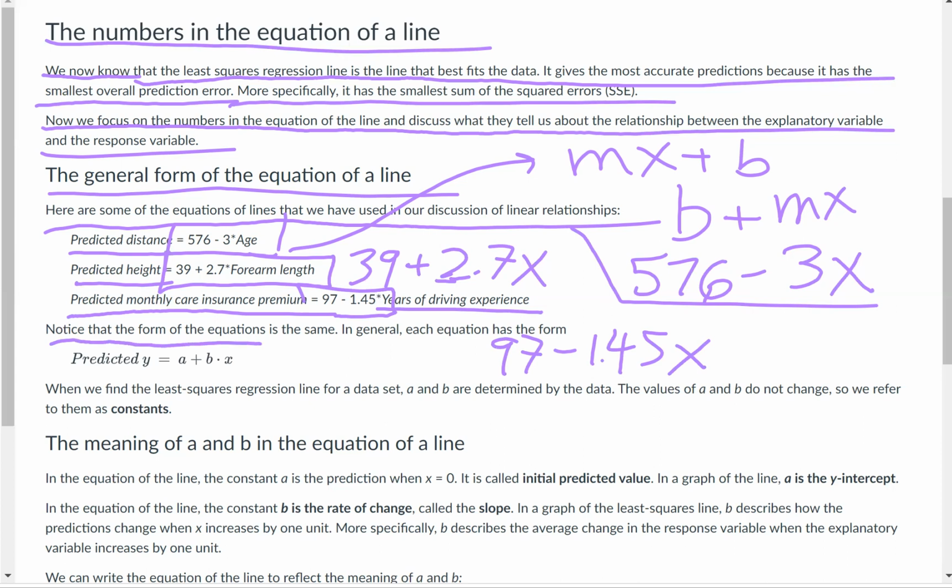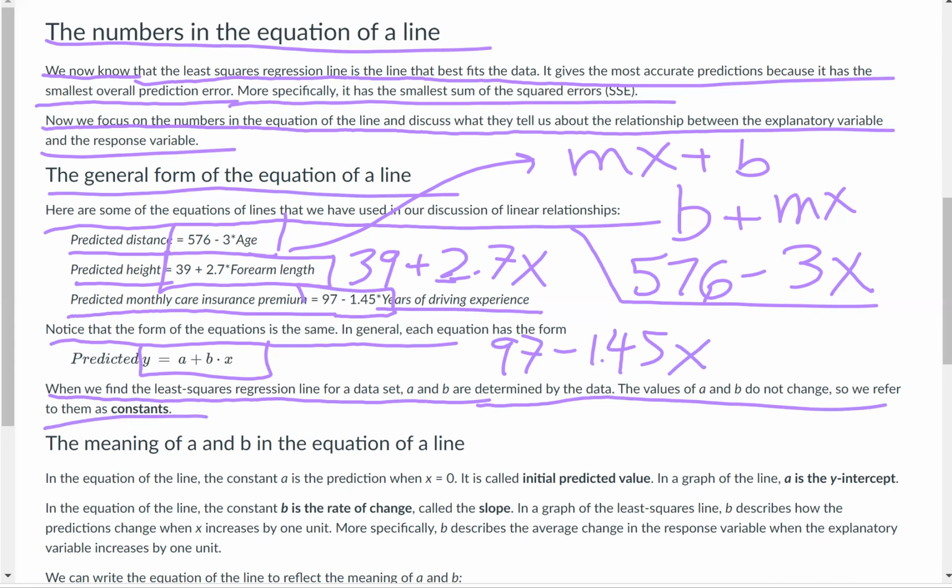Notice that the form of the equations is the same. In general, each equation has the form y equals a, some constant number that does not have a variable, plus b times x, some number, the slope. When we find the least squares regression line for the data set, a and b are determined by the data. The values of a and b do not change, so we refer to them as constants.